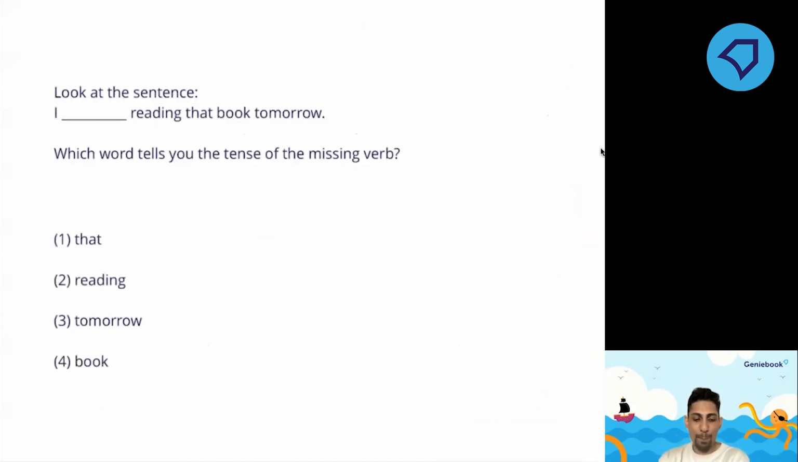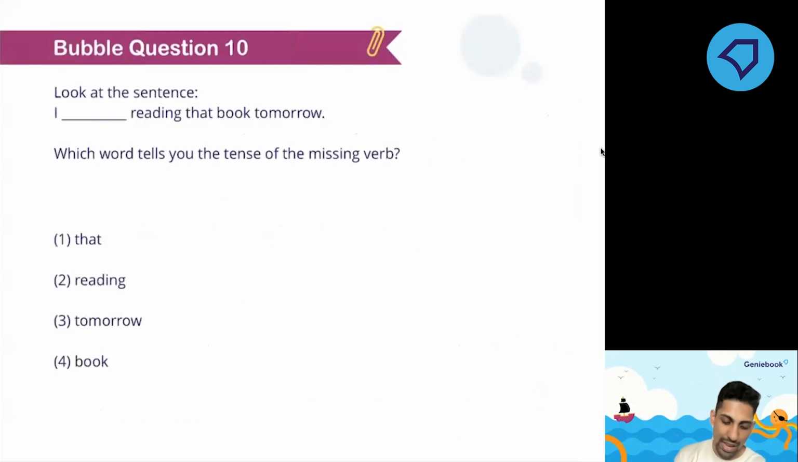Let's look at question 10. Again, I'm not going to launch it there. I want you to look at this. Which word tells you the tense of the missing verb? Which word over here in the sentence tells you what the blank should be? Are you hearing this? I'm not asking you to fill in the blank. I'm asking you for the clue. Which word in the sentence is the clue? Are you ready? Let's go.